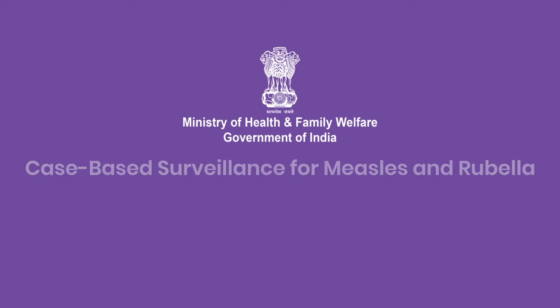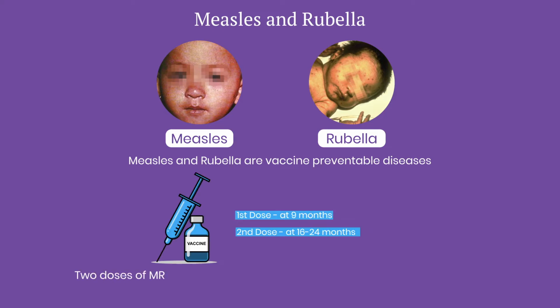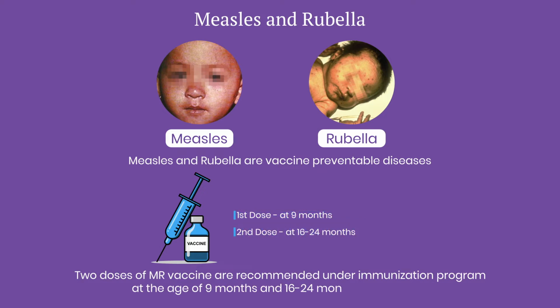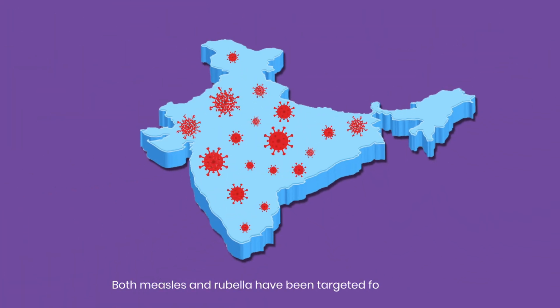In this video, we will learn about case-based fever and rash surveillance for measles and rubella. Measles and rubella are vaccine-preventable diseases. 2 doses of MR vaccine are recommended under the immunization program at the age of 9 months and 16 to 24 months respectively. Both measles and rubella have been targeted for elimination.